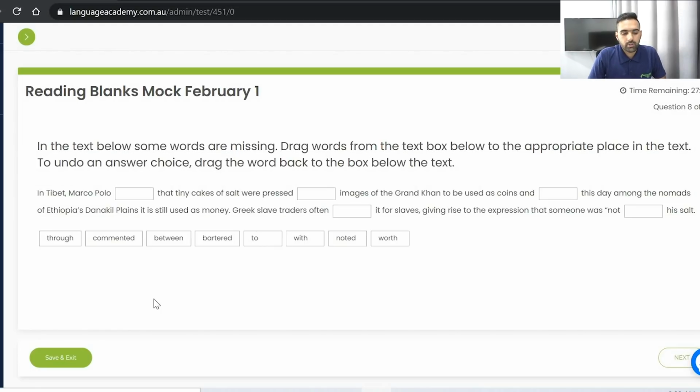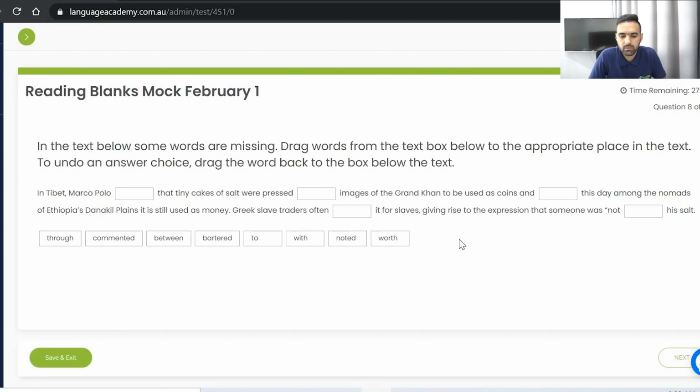Alright, let's solve this one as well. In Tibet, Marco Polo dash that tiny cakes of salt were pressed dash images of the Grand Khan to be used as coins and dash. Okay, I'm not really sure about the first one. I'm not really sure about the second one. The passage is a bit difficult for me to understand. This is not what I'm aware of.